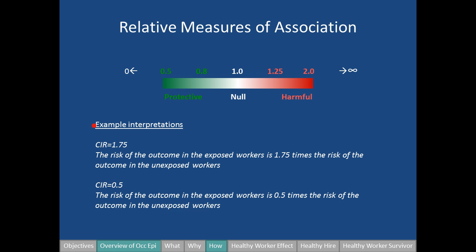So here are some example interpretations. For a cumulative incidence ratio of 1.75, it means that the risk of the outcome in the exposed workers is 1.75 times the risk of the outcome in the unexposed workers. So if you're multiplying something by a number higher than 1, it's going to be higher. Now, if instead you had a CIR of 0.5, then the risk of the outcome in the exposed workers is 0.5 times, or half, the risk of the outcome in the unexposed workers, right? So it's protective. It's half the risk.